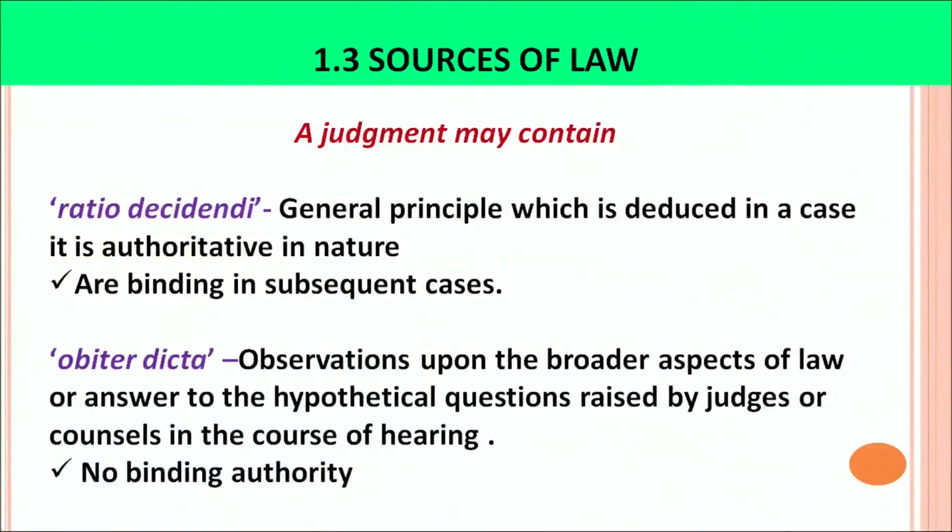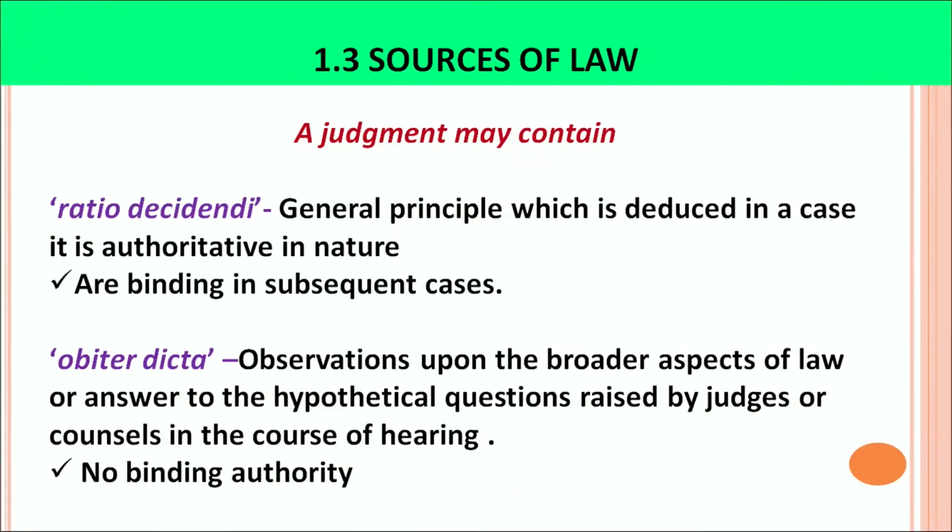Now, when we talk about judicial precedent, a judgment may contain two important components: ratio and obiter. So what is the ratio? It is the general principle which is deduced in a case. It is considered to be authoritative in nature. That is the general principle, and it is binding in every subsequent case.